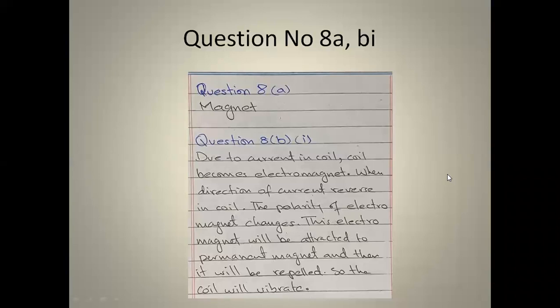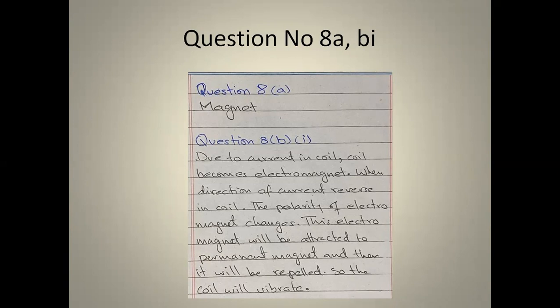So question number 8, A part, the magnet is the answer. Question number 8, B, first part: due to current, the coil becomes an electromagnet. When the direction of the current reverses in the coil, the polarity of the electromagnet changes. This electromagnet will be attracted to the permanent magnet and then it will be repelled. So the coil will vibrate.